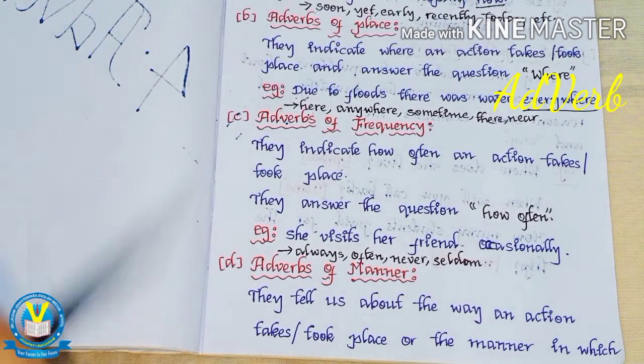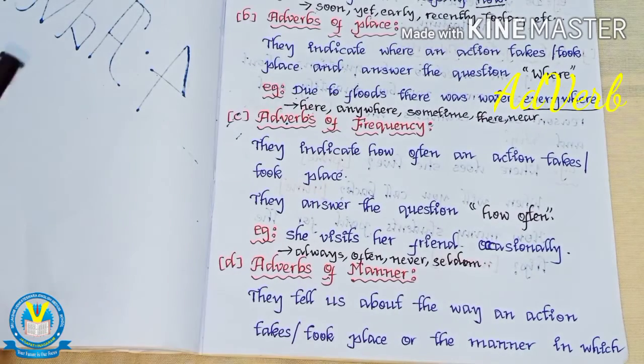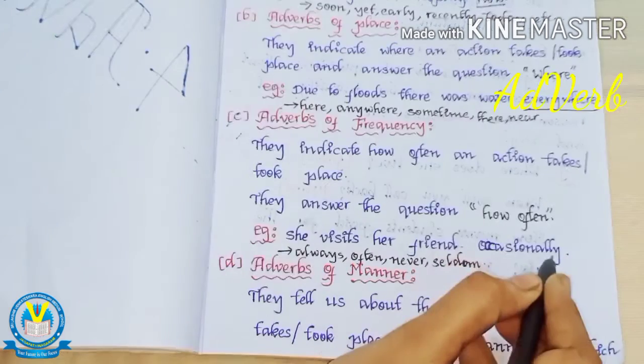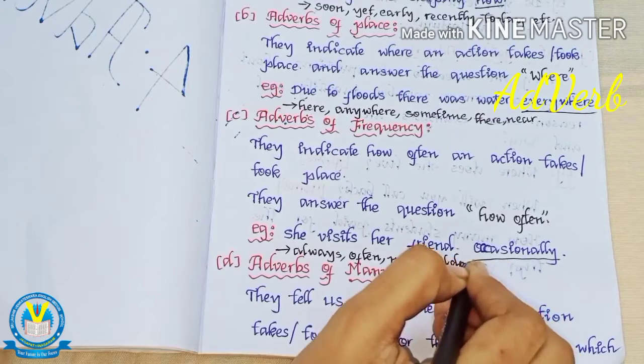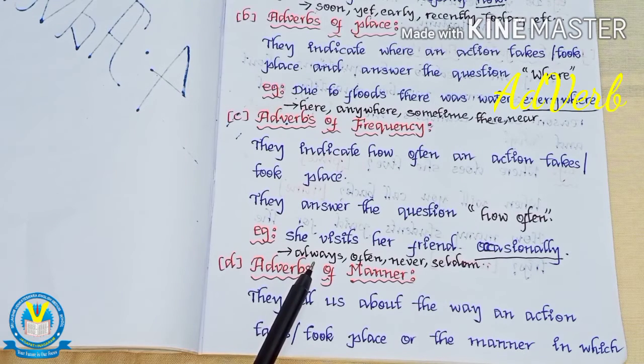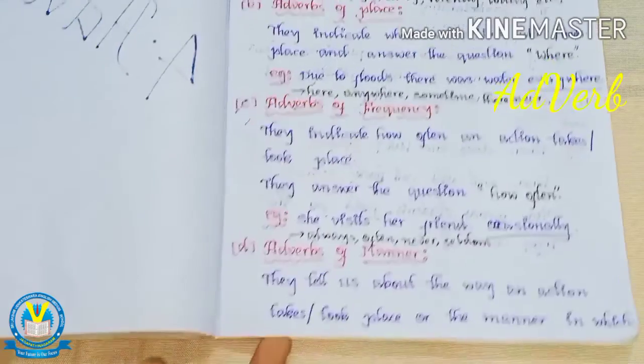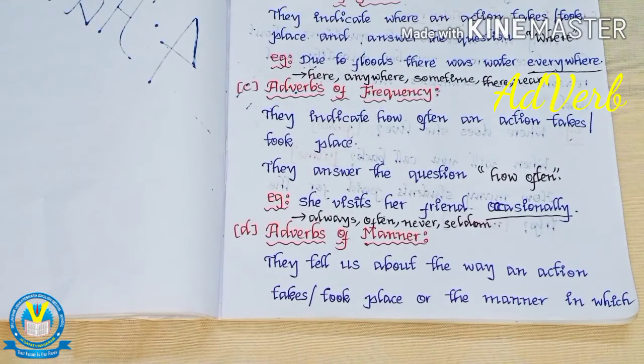So children, here we have an example. She visits her friend occasionally. Occasionally, that means it depends on the situation. So here occasionally is the word which expresses the adverb of frequency. And here we have a few more keywords: always, often, never, seldom. These also come under adverbs of frequency. And the next one is adverbs of manner.